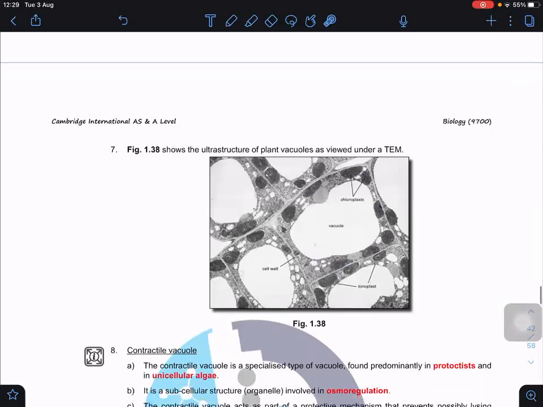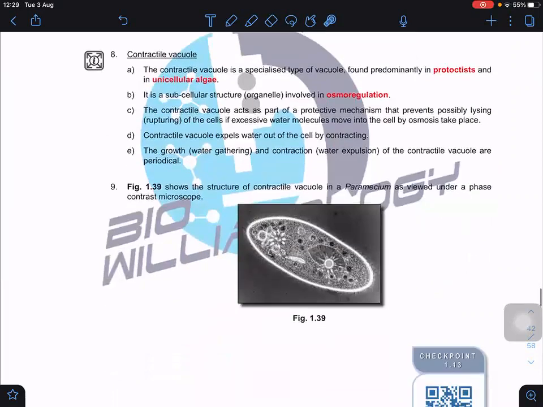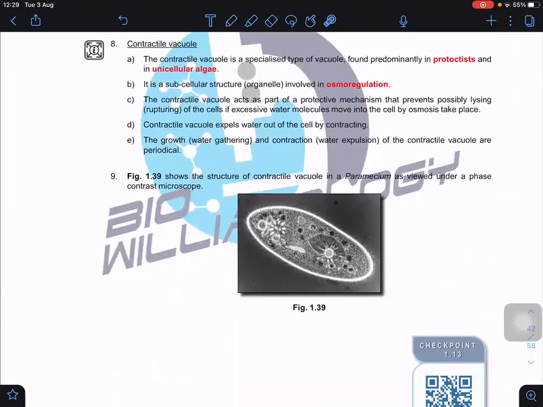Okay, so next, a bit special about this vacuole, which is not in our syllabus, is called the contractile vacuole. Contractile vacuoles are basically found inside protists, unicellular eukaryotic cells. This structure is not really involved in storage. They are involved in what we call osmoregulation, so in the controlling of the water potential.